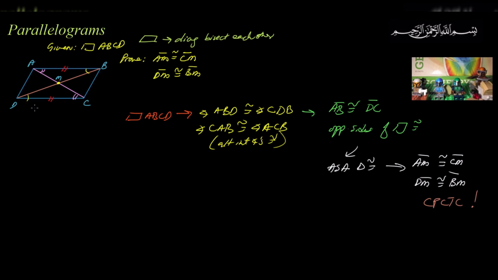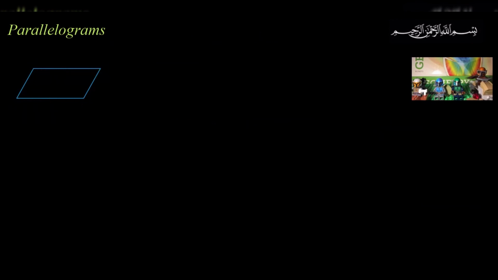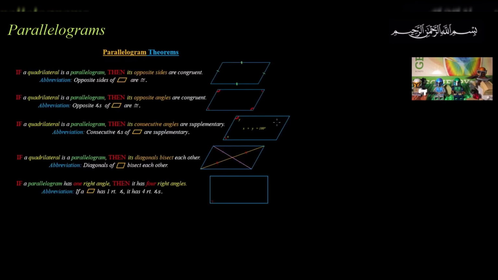Today we did a lot of work. Specifically, we learned to prove a lot of theorems. We proved that the opposite sides of parallelograms are congruent, that the opposite angles of a parallelogram are congruent, that consecutive angles of a parallelogram are supplementary, and that the diagonals bisect each other. And finally, if a parallelogram has one right angle, then it has four right angles. That's a lot of good work. I hope you appreciated and enjoyed it as much as I do.